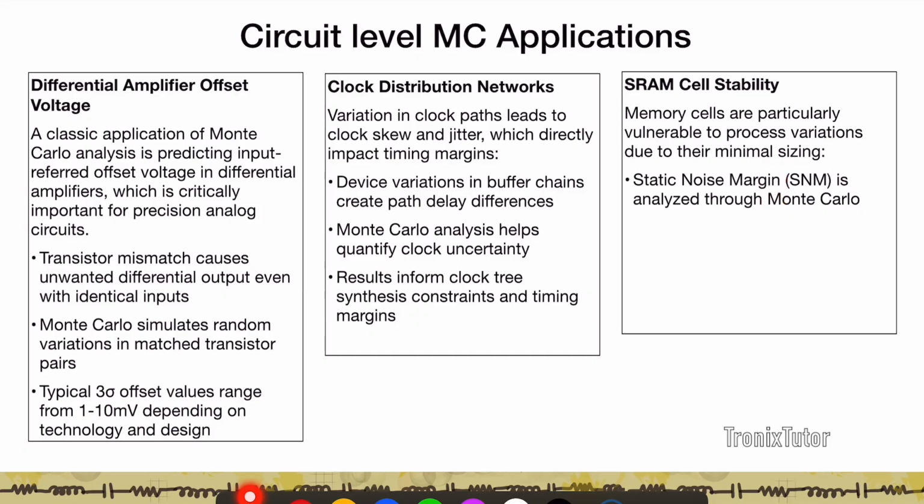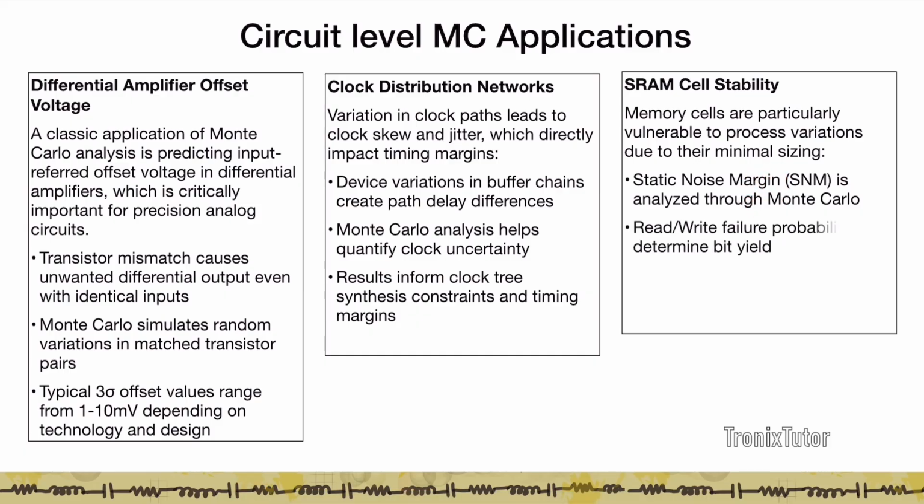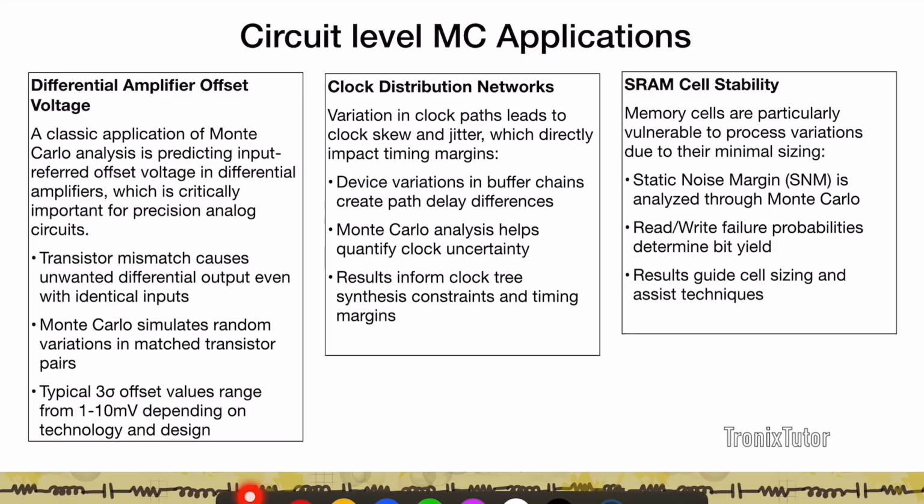A critical parameter would be the static noise margin, which you analyze using Monte Carlo. You also analyze read and write failures and the probabilities of those, and it also helps you determine the yield of the SRAM because it'll tell you how many bits can fail in your array. That Monte Carlo will help you design the cell, or figure out whether you need additional assist techniques so that you improve your bit yield.